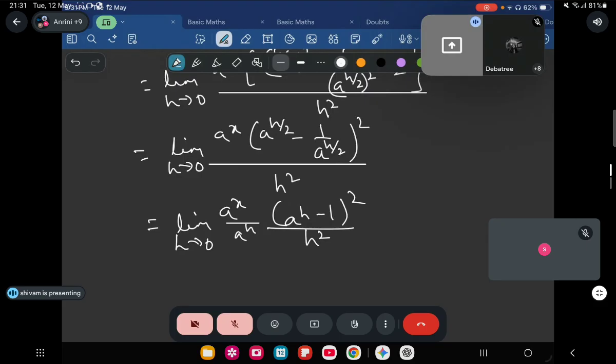When you substitute, what are you going to get? 8 to the power h minus 1 whole square by h square will become ln 8 whole square. So it will become 8 to the power x into ln 8 whole square. Anyone having any doubt, you can ask me. I'll explain.